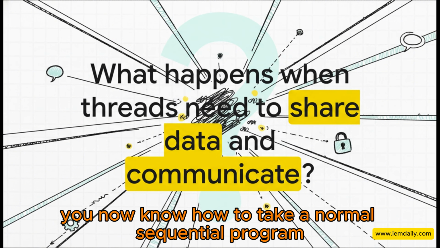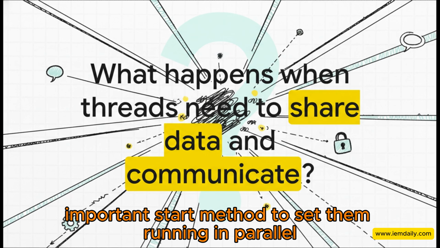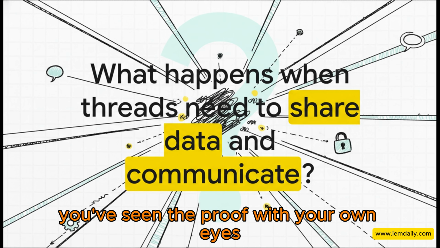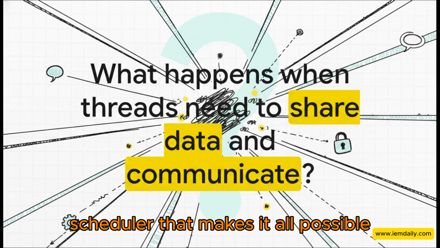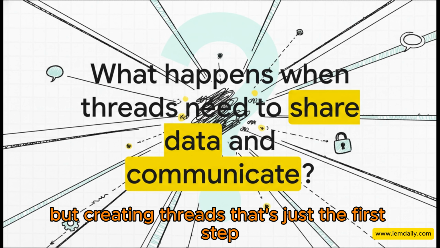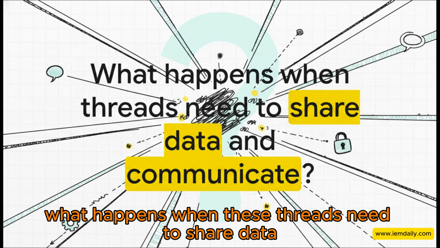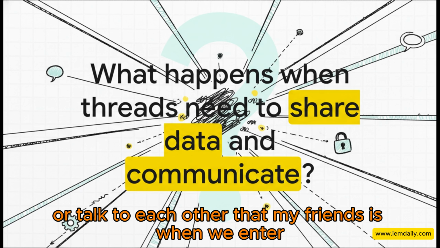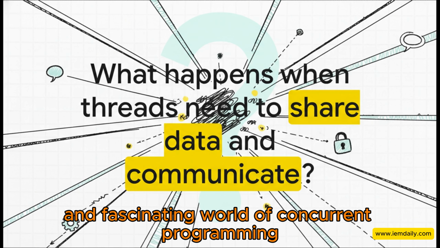So, let's do a quick recap. You now know how to take a normal sequential program, turn parts of it into threads, and use the all-important start method to set them running in parallel. You've seen the proof with your own eyes, and you've met the thread scheduler that makes it all possible. But creating threads, that's just the first step. The real challenge and the topic for our next explainer is this. What happens when these threads need to share data or talk to each other? That, my friends, is when we enter the truly wild and fascinating world of concurrent programming.